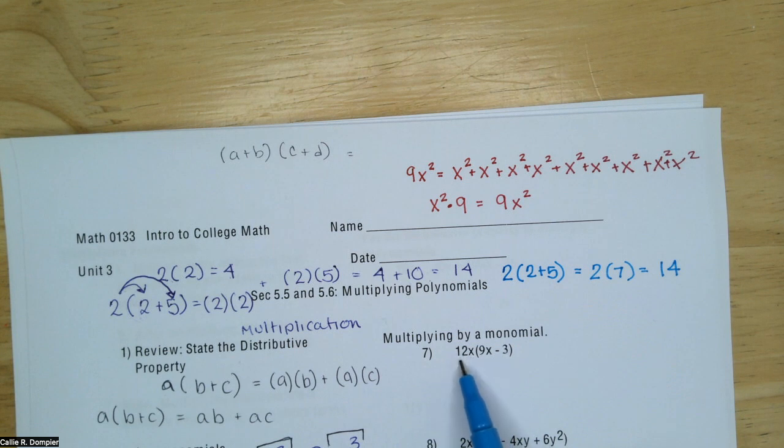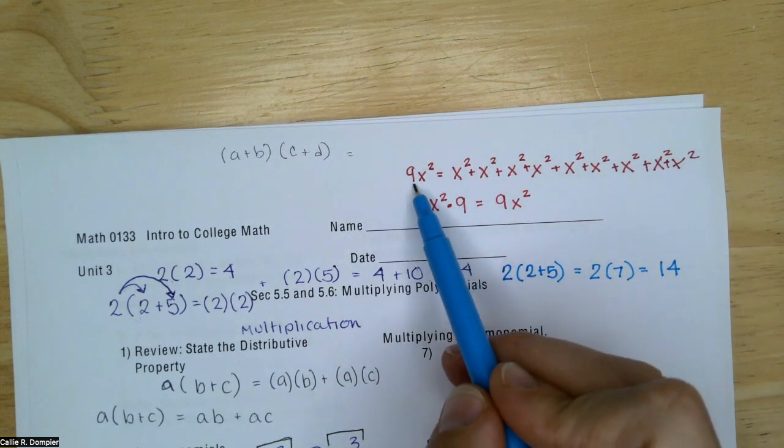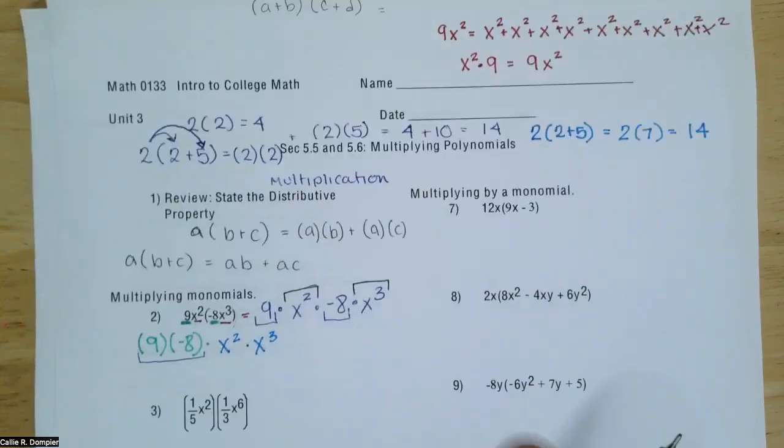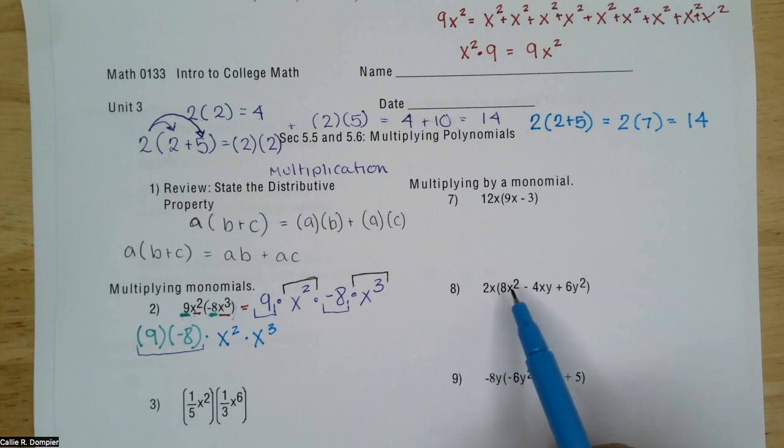X is being multiplied by 12. X squared is being multiplied by 9. X is being multiplied by 9. X is being multiplied by 2. X squared is being multiplied by 8. X is being multiplied by y and negative 4. Y is being multiplied by x and negative 4. Negative 4 is being multiplied by x and by y. Y squared is being multiplied by 6.